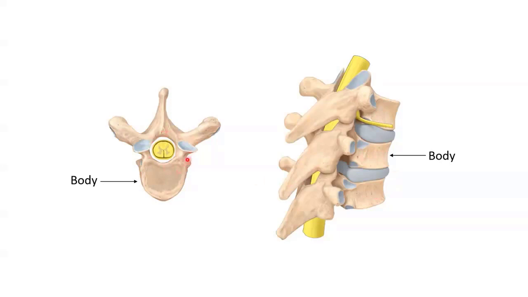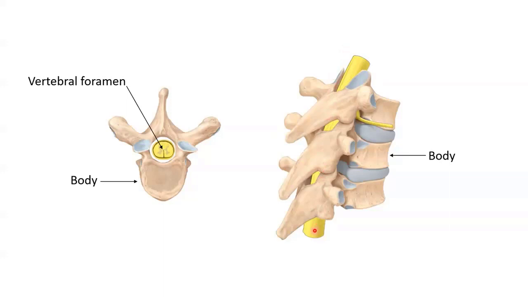This hole in the middle of the vertebra is called the vertebral foramen. So remember, foramen means hole, vertebral referring to the vertebra. And when all of the vertebrae are lined up on top of one another, this is where the spinal cord runs through. So this yellow structure here is our spinal cord.